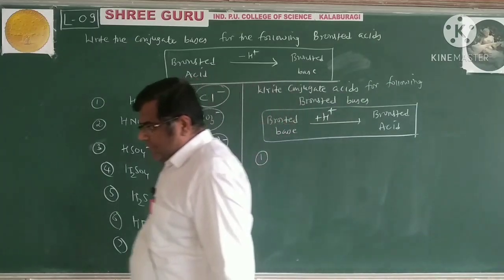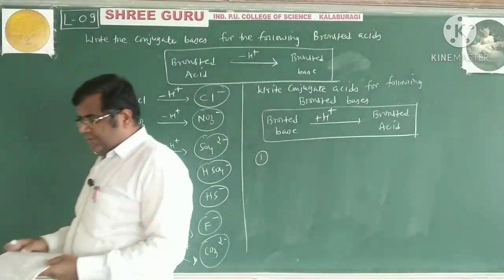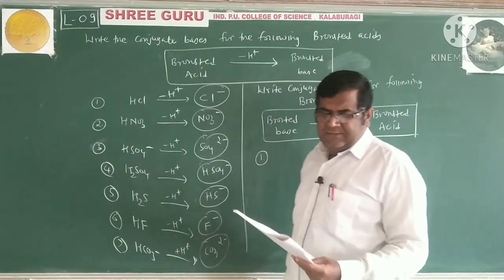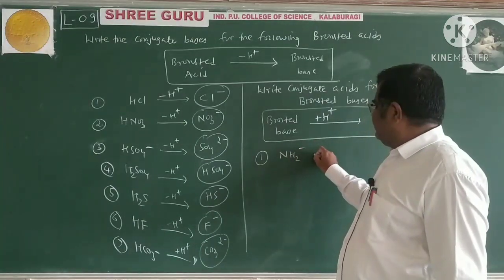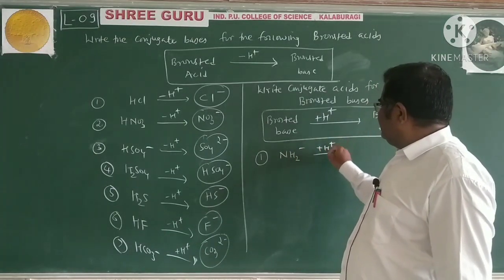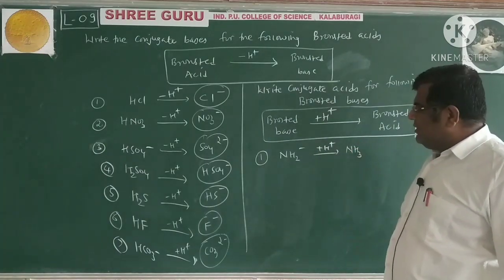We'll take a few examples here. Let's see how you can complete that. The first one is NH2 negative. Add one H plus, the charge will be neutralized, and 2 hydrogen becomes 3 hydrogen.